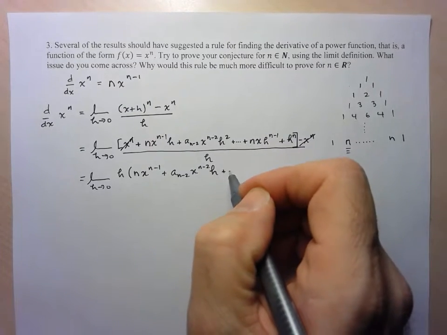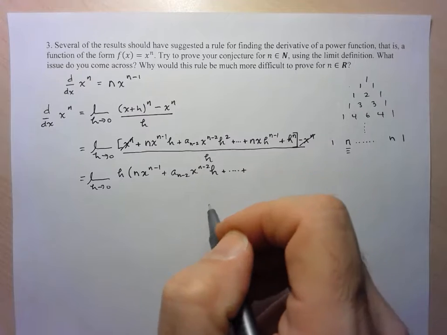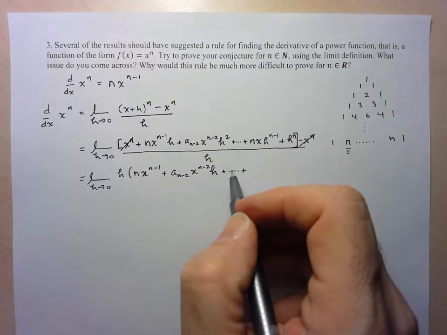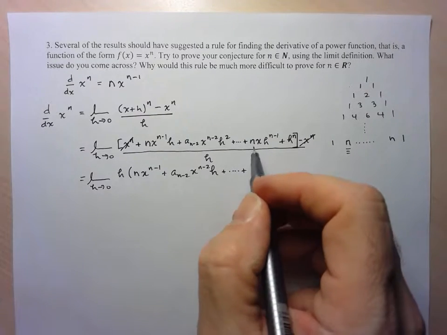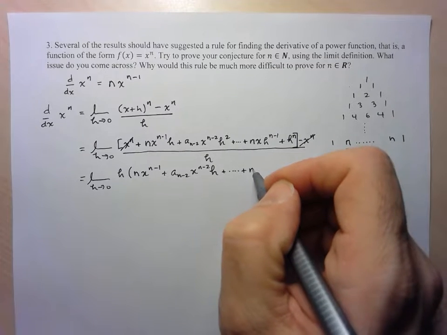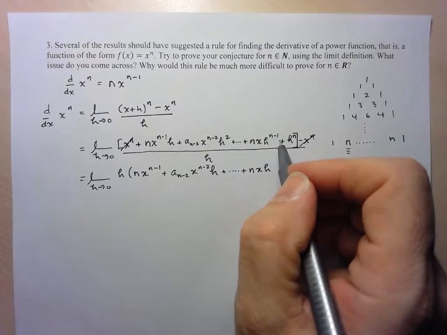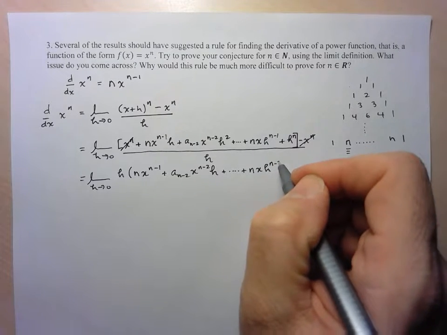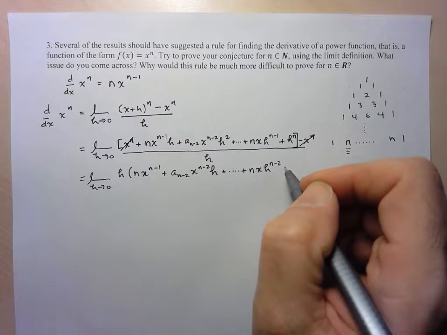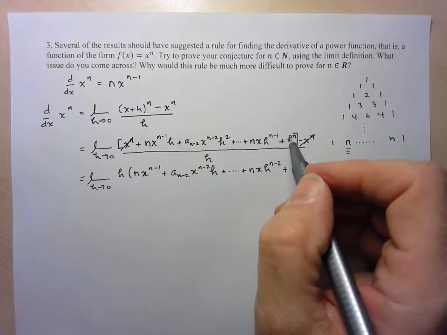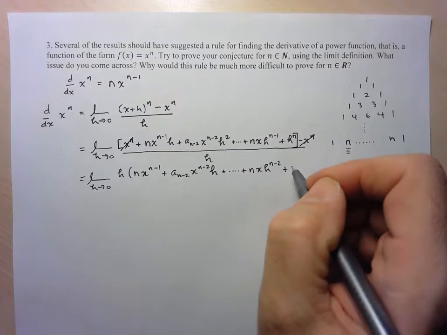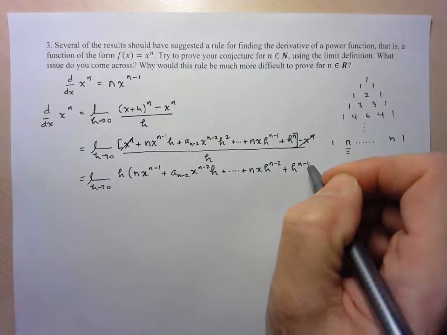Okay, and all of these other terms are still going to have h's in them, because the next one will be just h squared, h cubed. Okay, I get to this one here, n, x, h to the, well, I'm just subtracting another h, so there's going to be n minus 2. And then lastly here, I'm taking out one of the h's, so I'm left with h to the n minus 1.